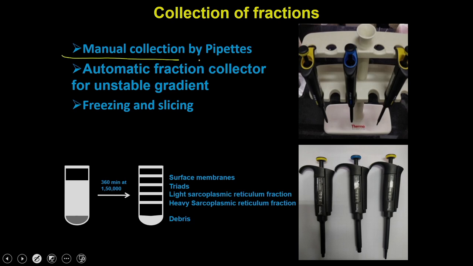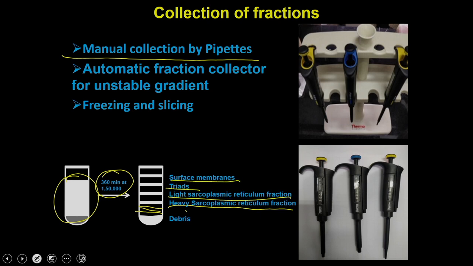How do you collect the fractions when you do density gradient centrifugation? You can imagine that I have a crude mixture. When I run it for 3 hours at 150,000 g, it forms different types of bands, corresponding to the heavy fractions, light fractions, triads, as well as the surface membrane. To remove these, I have two options: either I can just use a pipette, put it next to this particular fraction and suck up the liquid, and that removes it.